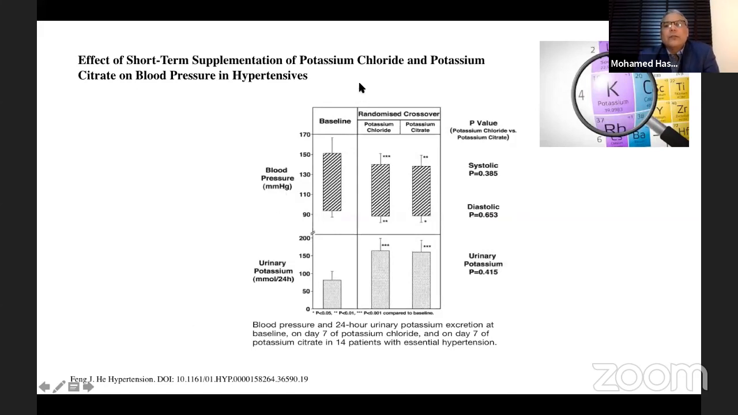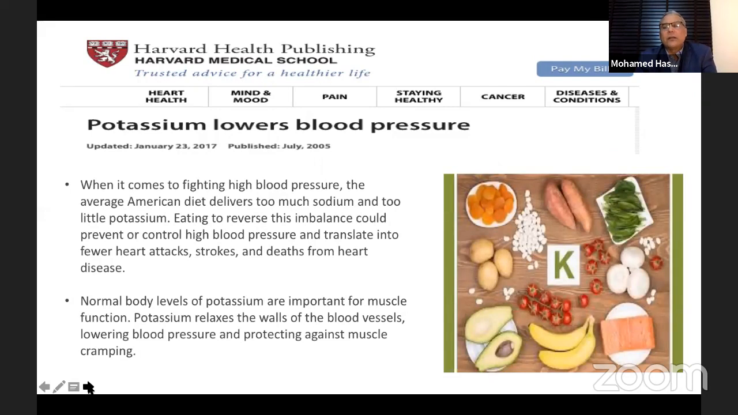When you give potassium supplement for a person with hypertension, whether that is potassium chloride or potassium citrate, you see the blood pressure drops equally between the two forms of potassium supplements, and the urinary potassium increase with no statistical difference between the two types of potassium. So supplementing potassium is quite important.